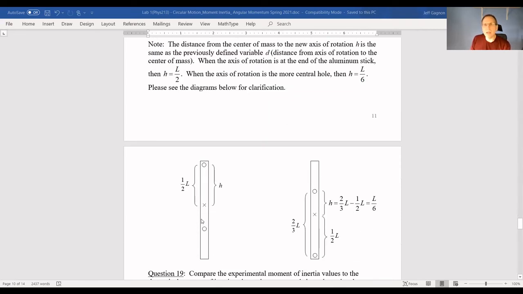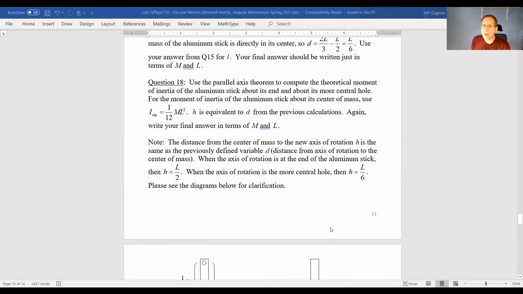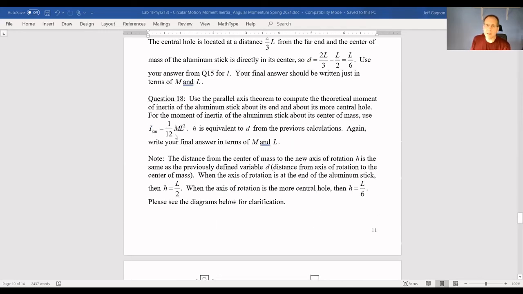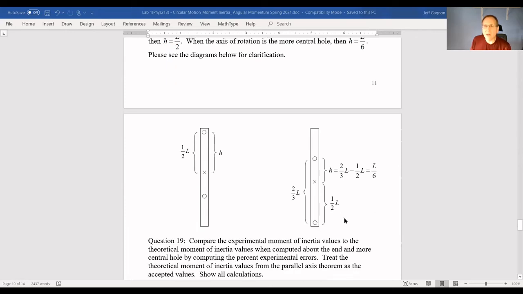Then you're going to do the same thing, but now you're going to use the parallel axis theorem to calculate the theoretical moment of inertia about the more central hole. So this hole right here. Again, it's the same formula. It'll be the moment of inertia about the center of mass, which is 1/12 ml squared, plus mh squared. But h now is going to be the distance from the center of mass to that new axis of rotation. That's going to be L over 6. So you have m times L over 6 squared. You have to square that. You have to add the fractions. And again, ultimately, you're going to come up with some fraction times ml squared.